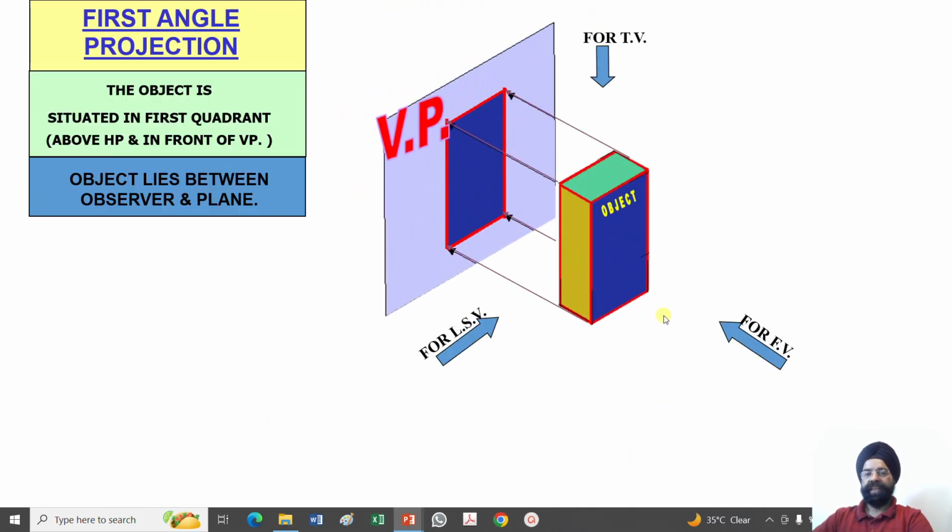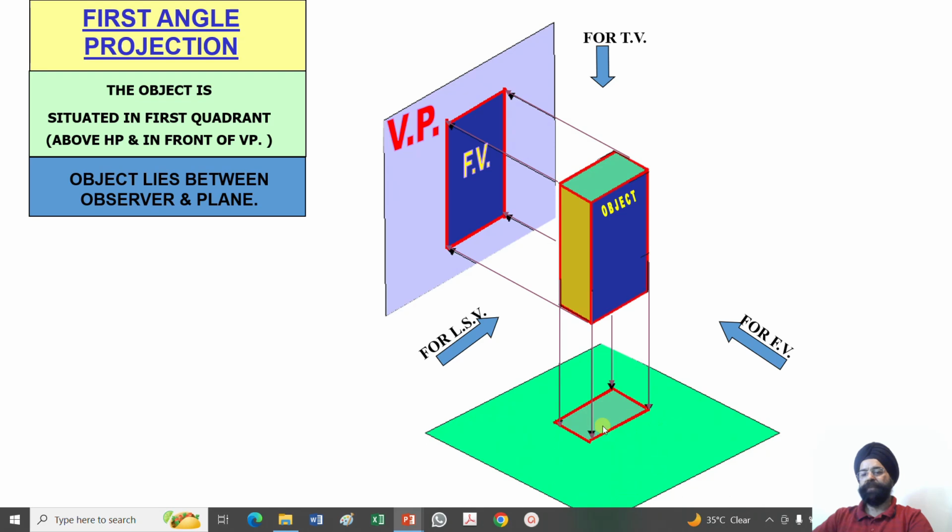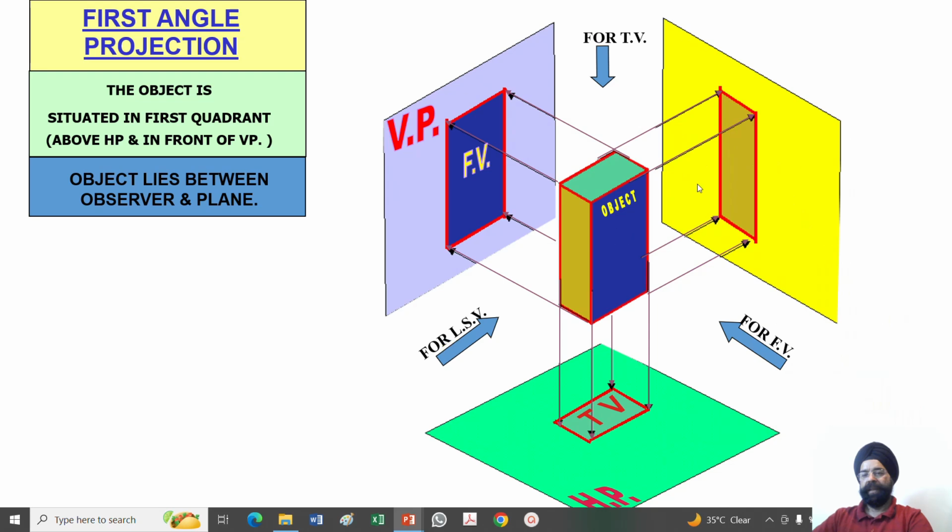So just check. I'm looking from the front. My front view is obtained on the vertical plane. I'm looking from the top. My top view is drawn on the horizontal plane. I'm looking from the left side. My left side view is obtained on the right hand side, and this will be rotated in this way. This will be rotated downwards. So this is my profile plane on the left side.